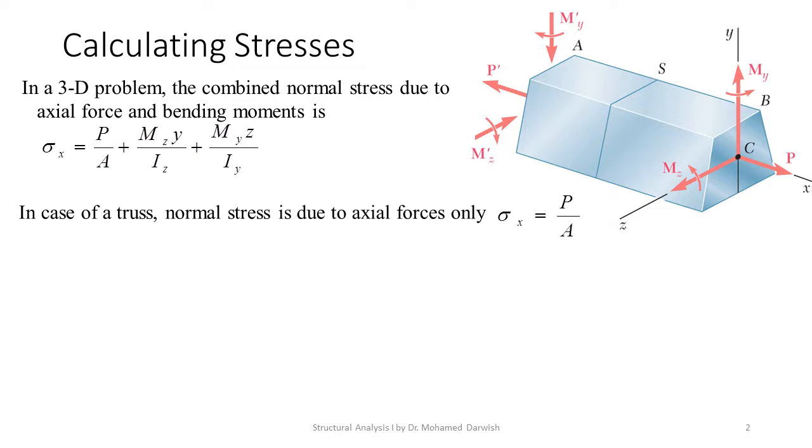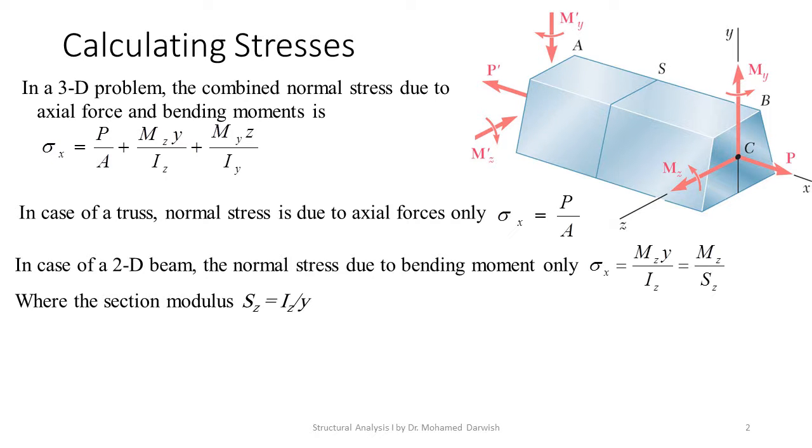However, in case of a truss, we don't have moments. So simply sigma is equal to P over A. Meanwhile, in case of a 2D beam, we don't have axial force and we only have one moment about one axis. So sigma will be equal to Mz y over Iz, or it could be rewritten as Mz over Sz, where Sz is the section modulus, which is simply equal to Iz over y.